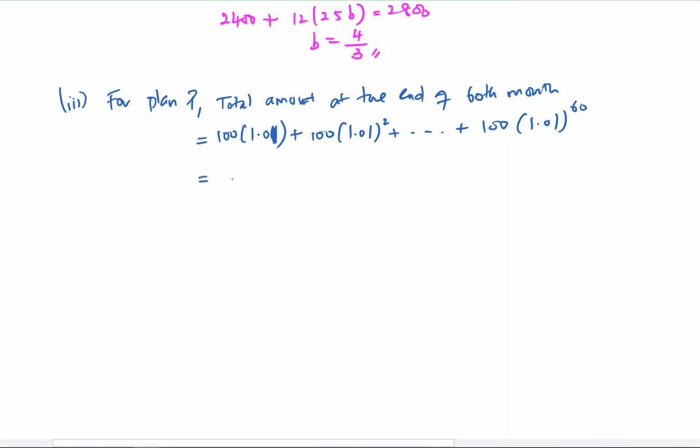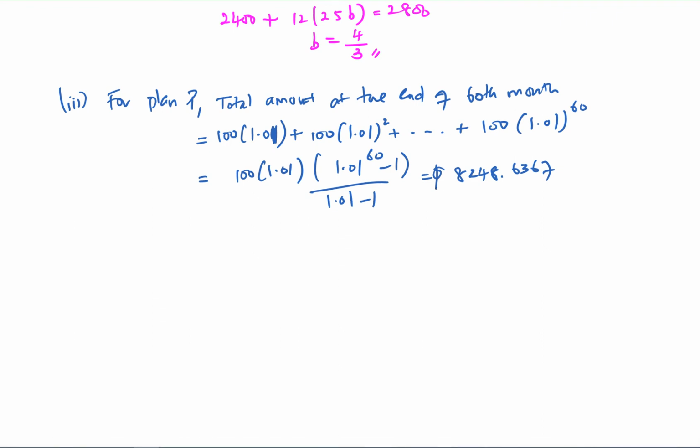Of course, for this one, we know it is a sum of GP. So 100 times 1.01 is my first term, times 1.01 power 60 minus 1, over 1.01 minus 1. And this one will be equal to 8248.6367. Of course, in this case, I don't want to round off because we may need these decimal places. This is not the final value. Our aim is to solve for B, so I'll just keep this number of decimal places because this is not the final answer.